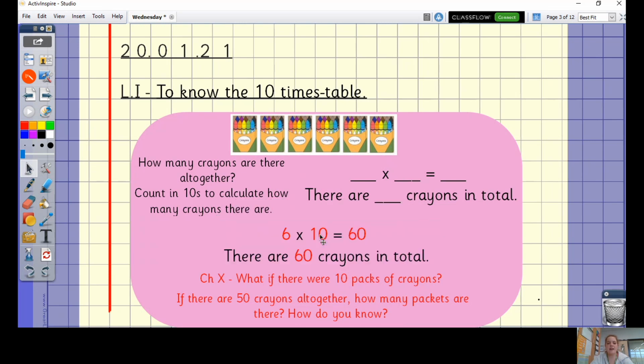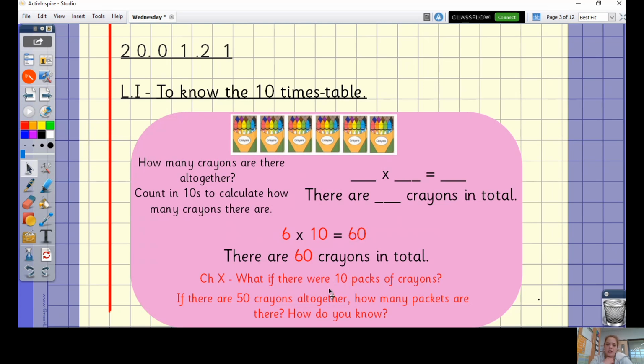I'm going to look underneath here. We have 6 groups of 10, or 6 multiplied by 10, and the total is 60. So there are 60 crayons altogether. Now, I wonder, as our challenge X, what if there were 10 packs of crayons? What would the number sentence be then? That would be 10 groups of 10, which would total 100.